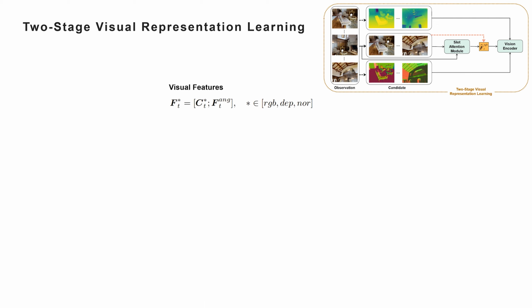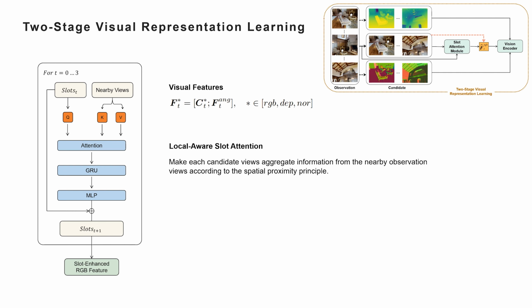In the two-stage visual representation learning, we initially employ the CLIP image encoder to extract feature vectors from all the visual observations. We concatenate the visual features with angle features to obtain the final visual features. Subsequently, we utilize a local-aware slot attention module to encourage each candidate view to aggregate information from nearby observation views based on spatial proximity. Specifically, we initialize the slots with RGB candidate features and treat them as queries during attention calculation. The nearby views, whose heading and elevation angles differ by no more than 30 degrees from the candidate views, are used as keys and values. This process results in the slot-enhanced RGB feature.